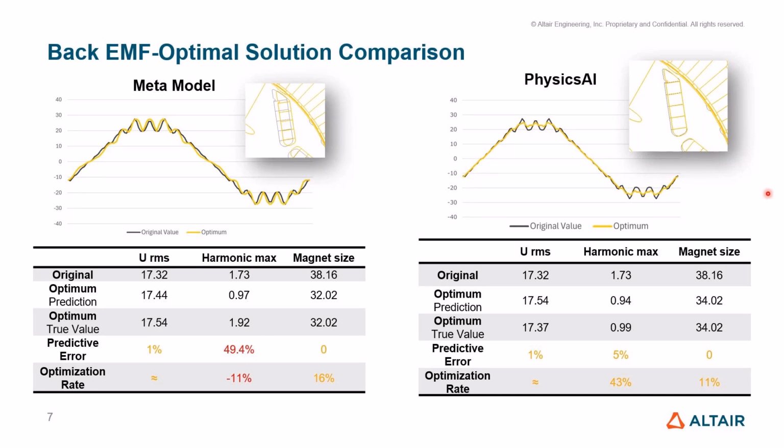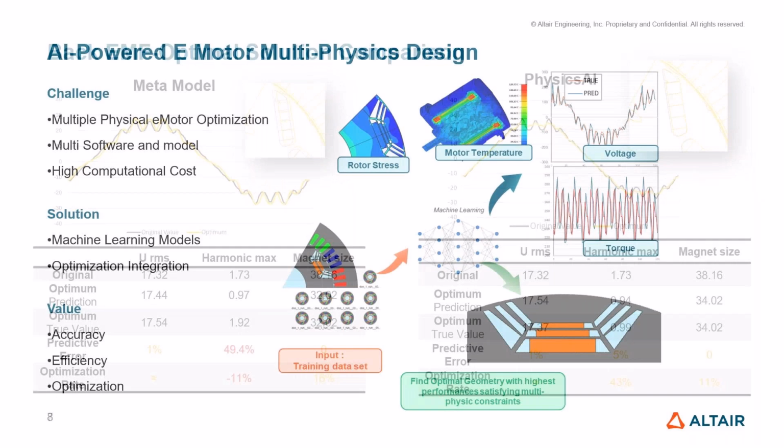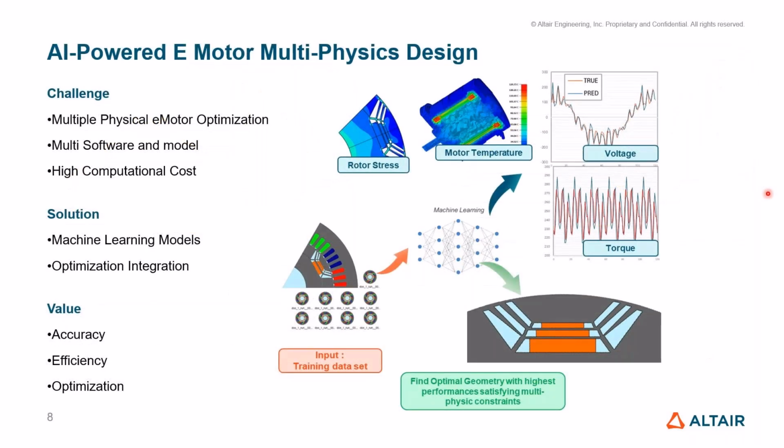So now moving on to a much more complex case where it's not only the EM, because these days, for electric motors, multiphysics simulation is very, very important. It's not only from the EM side, it has to be stable. It has to run in a stable way under all the conditions. So the challenge is to consider all different types of physics for the optimization.